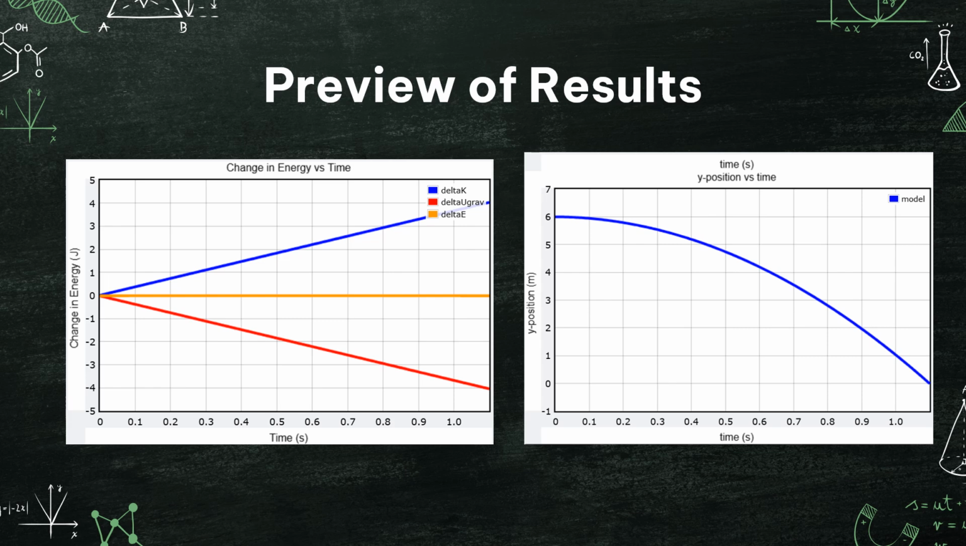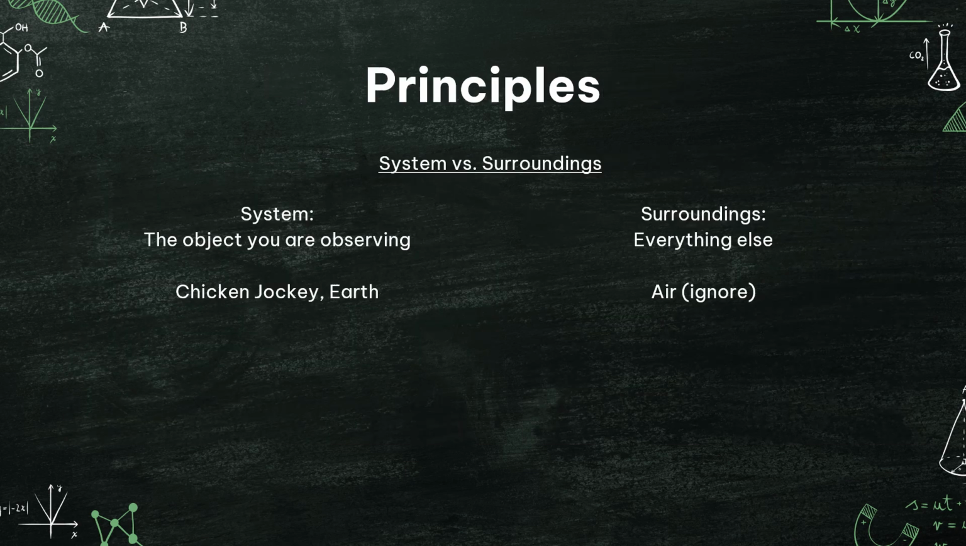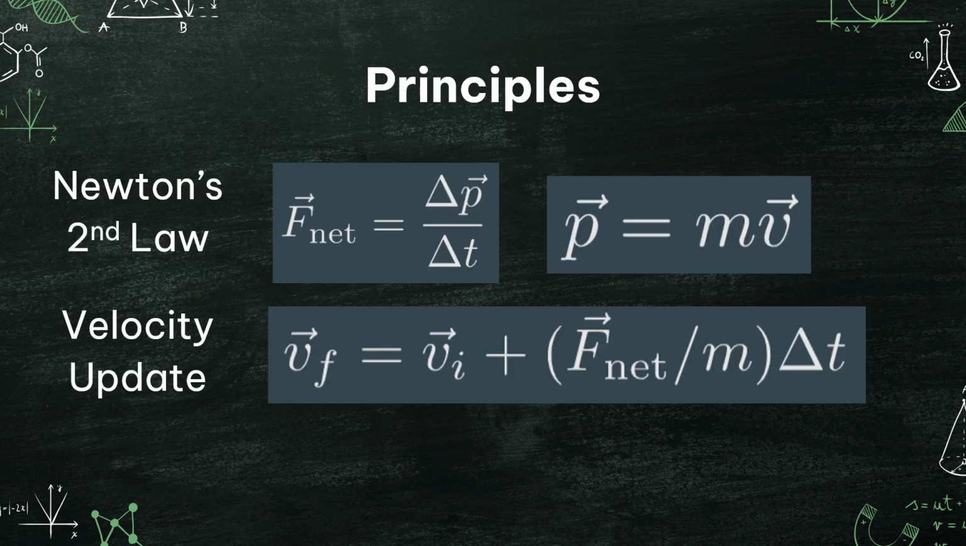Here's a preview of the computational model results, with the left showing the change in both the kinetic energy and gravitational energy over time, and with the right showing the change in the y position over time as the chicken jockey falls. In this scenario, the system is the object that you're observing, which includes both the chicken jockey and the Earth, which leaves the surroundings to be just the air, but we're choosing to ignore this for this model or this experiment. One important principle is Newton's second law, which is used to derive the velocity update formula.